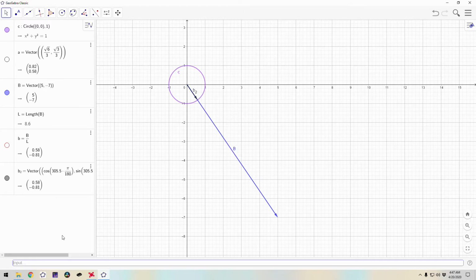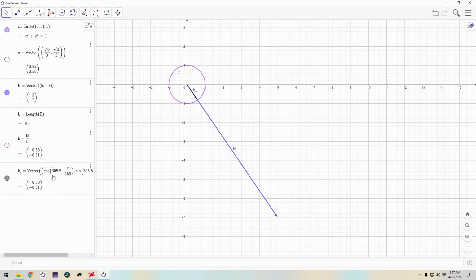Okay, now take a look at the components here. See, this is the unit vector we made before, the red one, right? And then this is the unit vector that we just did using the 305.5 degree angle. And you'll notice the components are identical. And that's because it is the same unit vector.